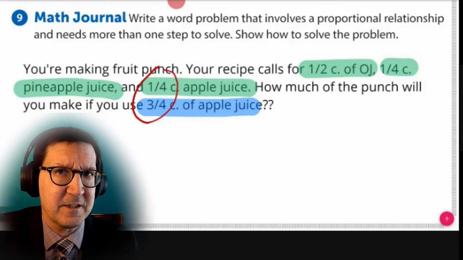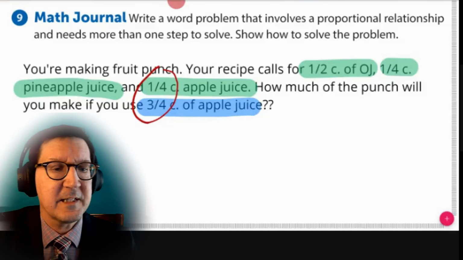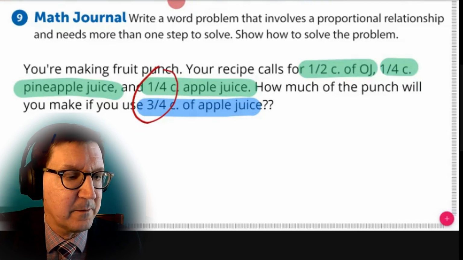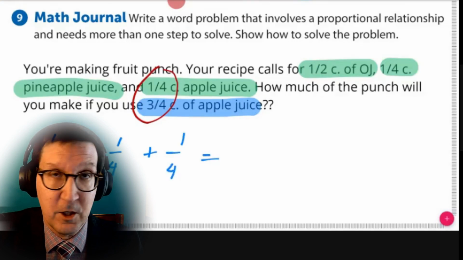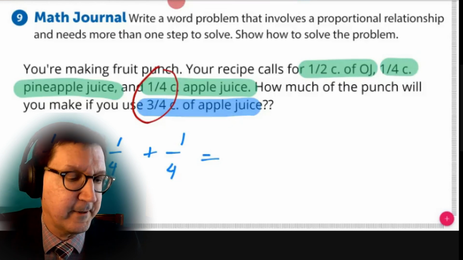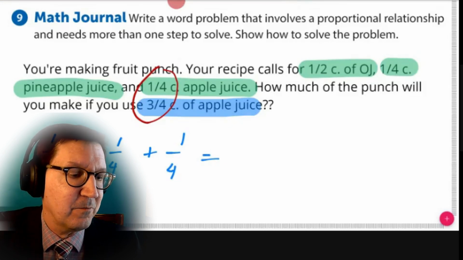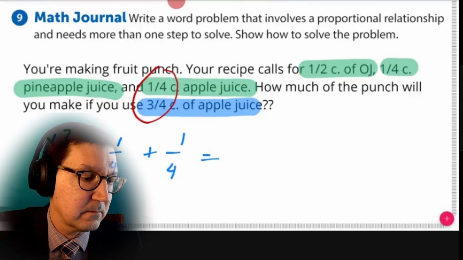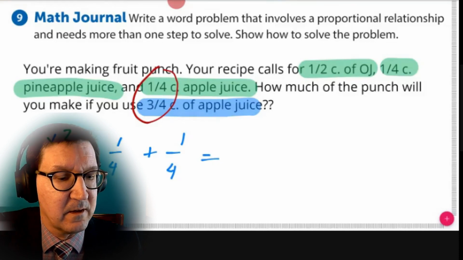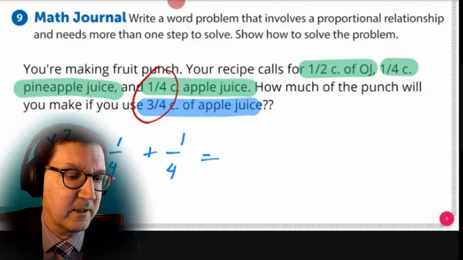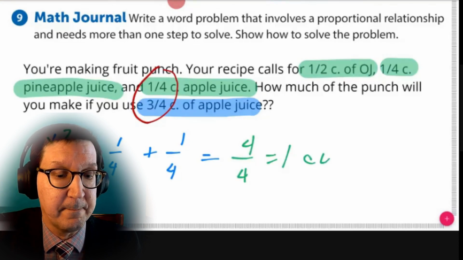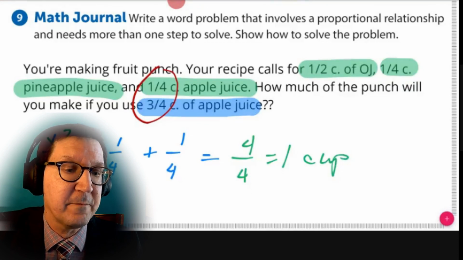So let's figure out how much we're going to make altogether. So let's add all this stuff up. We have a 1/2 cup of OJ, 1/4 cup pineapple, and a 1/4 cup apple. No rum because you're minors. Okay. So we know that 1/2 is the same as 2/4. So we can say 2 plus 1 plus 1 is 4. So 4/4, which is the same as 1 cup. So your recipe calls for 1 cup of punch.